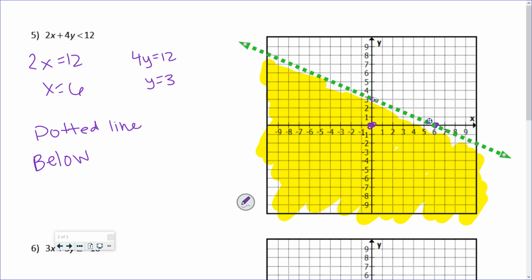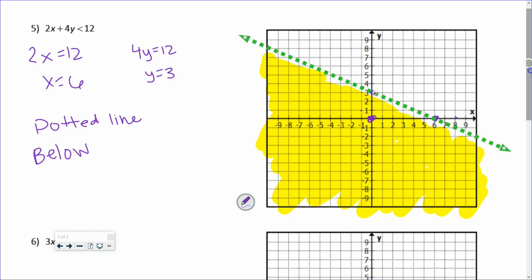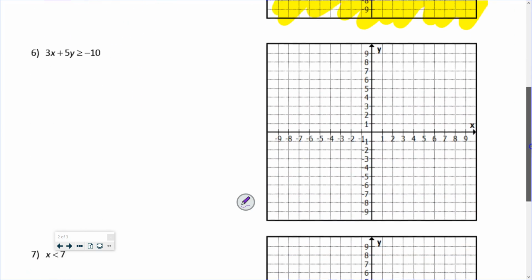Micah, give me something that is included. Negative 1, positive 1? Good. Ellie, give me something that isn't. 8, 0. Yeah, that is not included. Good. Very good. Feeling okay? Any questions for me right now? All right, let's go down to 6.